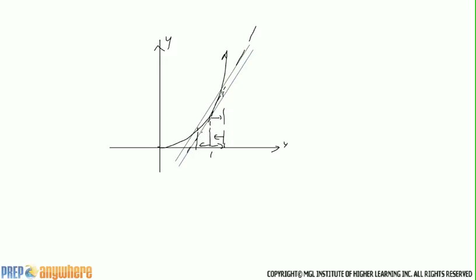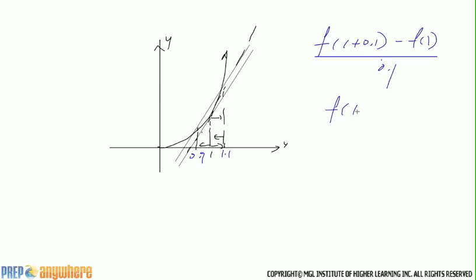Right? If you pick sort of a balance point on each side, do you see that? So instead of doing 1 plus 0.1 minus f at 1 all over h, or all over 0.1, we can do this. We can pick 1.1 and 0.9. We can do this: 1.1 minus 0.9, except the difference between these two is 0.2, right?